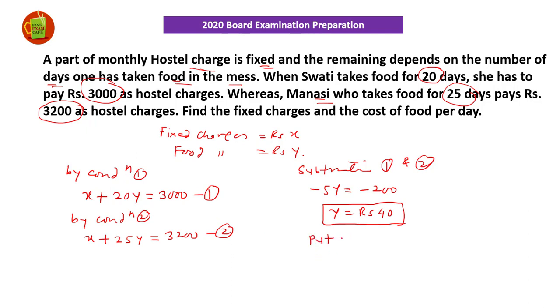Now put this Y in equation 1. Here we get X plus 20 into 40, which is equal to 3000. 20 into 40 is 800. So X is equal to 3000 minus 800, and so it will be 2200. So the fixed charges is 2200 rupees.